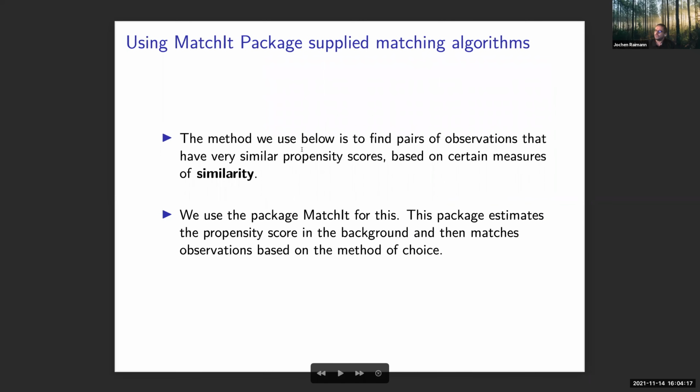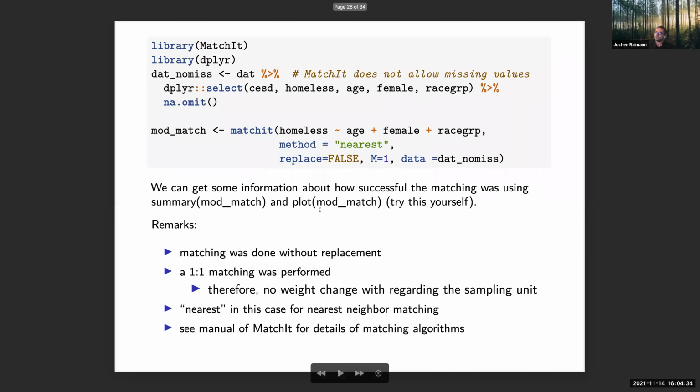And you can now find pairs of observations with very similar propensity scores based on certain measures of similarity. You can do this with the package MatchIt. The package estimates the propensity scores and in the background matches observations based on a method of choice. So this is the code for doing that. We're loading the library MatchIt. The library dplyr is needed because we want to pipe into a new package. So we're using select: CSD, homelessness, and age, female, race group.